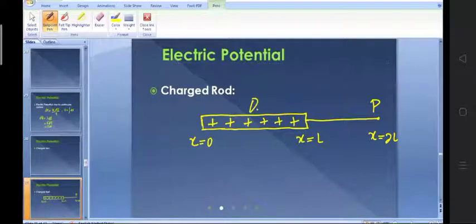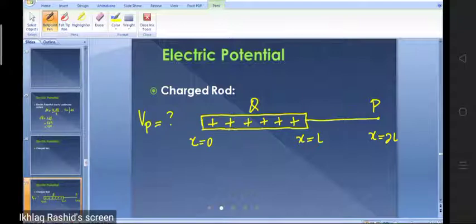Suppose the charge of this rod is equal to Q, and we are supposed to calculate what is the electrostatic potential at point P. We have to calculate this. So what I will do is this: I will chop this rod into many pieces, into infinitely many and vanishingly small pieces. Then I will calculate the electrostatic potential due to one such piece, and then I will integrate. As simple as that. Fine.